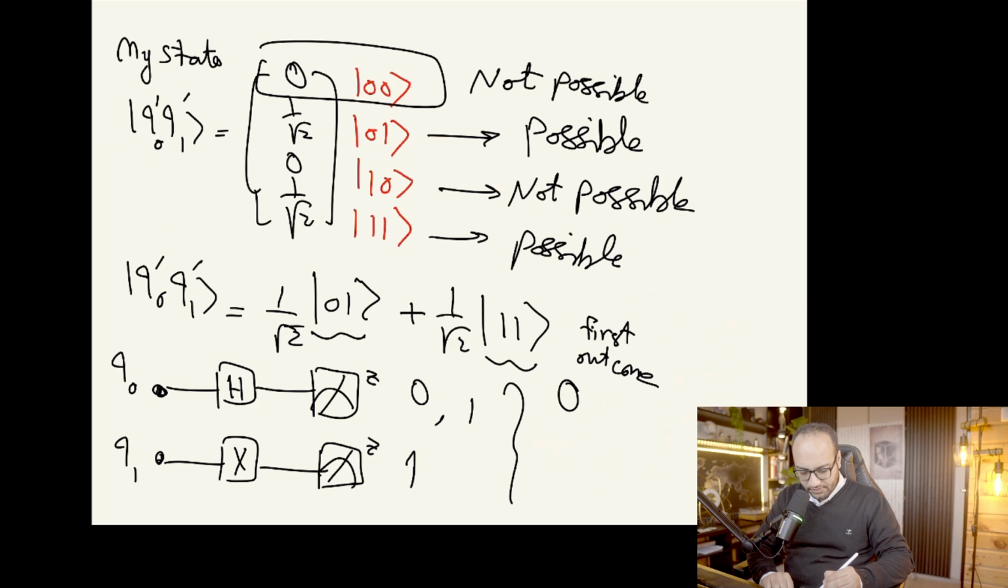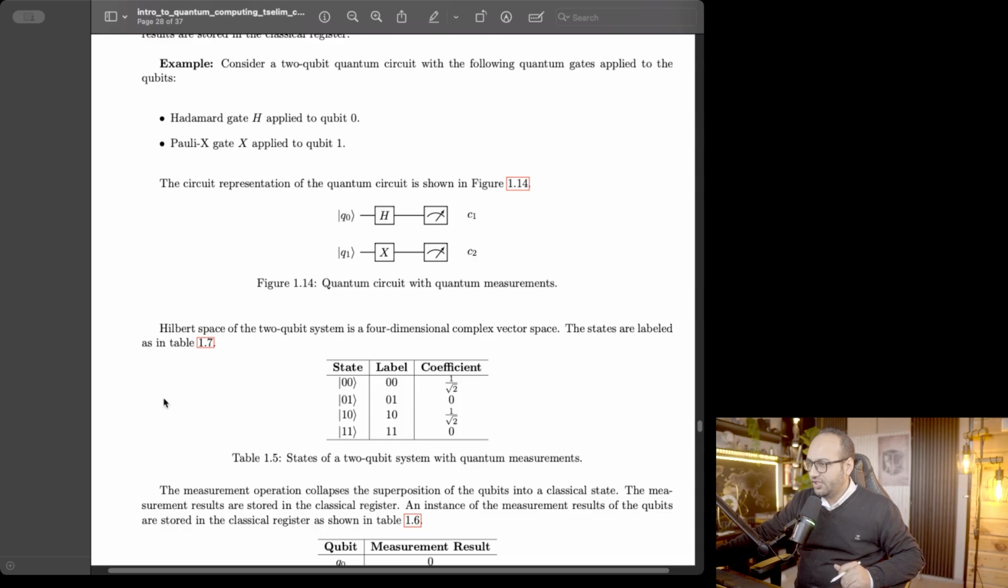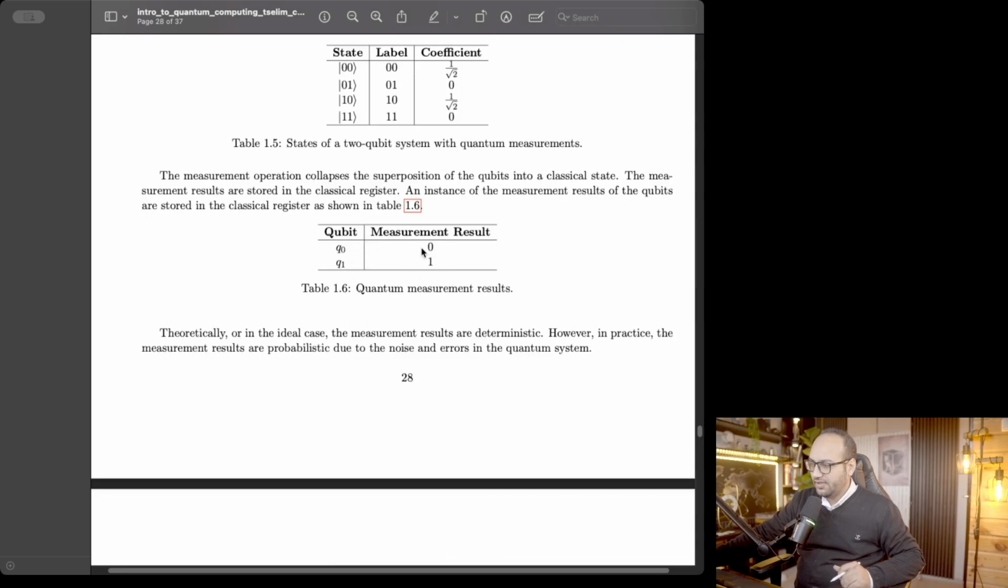Either the first is 0, second is 1, or the first is 1 and the second is 1. This is the second outcome. These are two digital numbers, so I need the classical register to retrieve them. So I use two classical bits to retrieve those. If we go back to the presentation, we see an example like this. We retrieve the numbers like this.